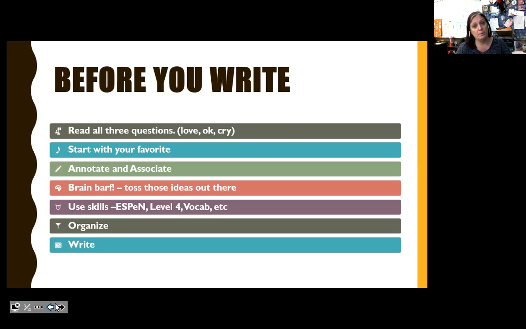Okay? Remember when you do this to annotate and associate. That means annotate the question. Underline what you need to do. Circle important words. Make sure you brain barf. That means take every idea you have that possibly ties into what you're doing and just throw them on the paper. Okay?